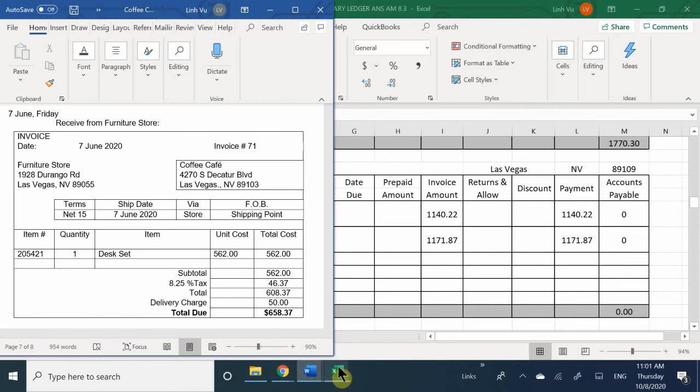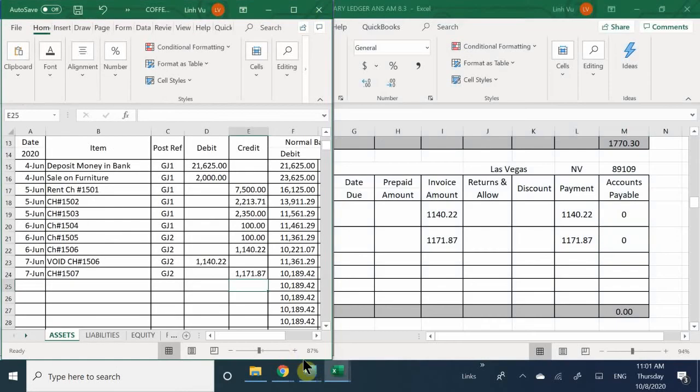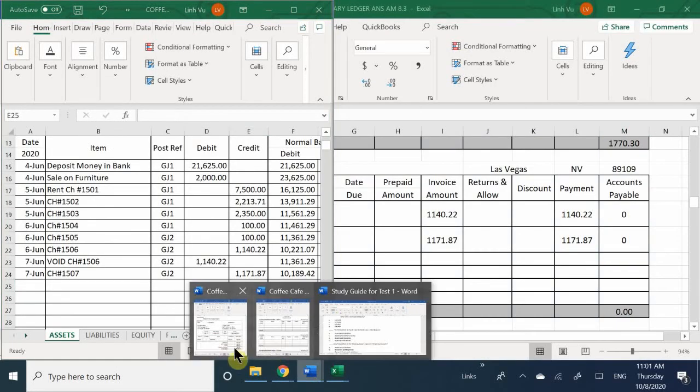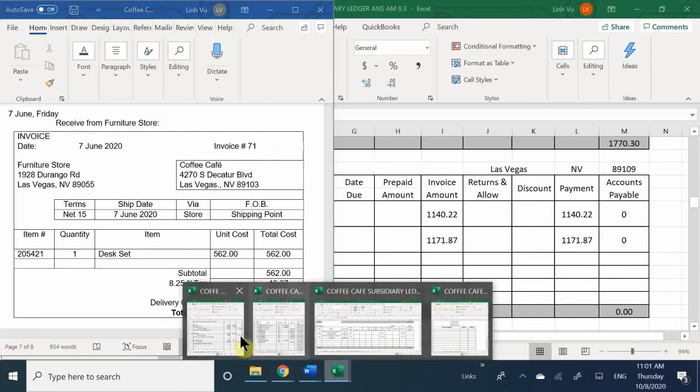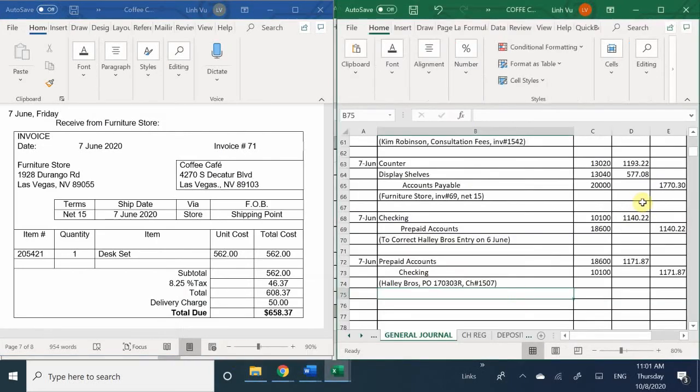Okay, we received another bill. Hold on, sorry. I hit the wrong one. We received another bill. All right, we also received our asset, right? We received our desk set. Okay? We have our invoice number. We have the total amount that was due. Okay, so this one, they charge us sales tax as well, and they also charge us a delivery charge.